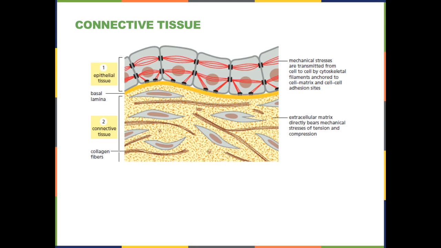Continuing our discussion of tissues, let's now talk about connective tissue. Connective tissue is the second kind of tissue that I talked about before. Remember, we talked about epithelial tissue, connective tissue, nervous tissue, and muscle tissue. We will not talk about nervous and muscle tissue this week.